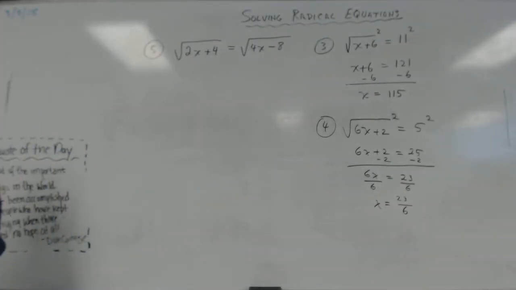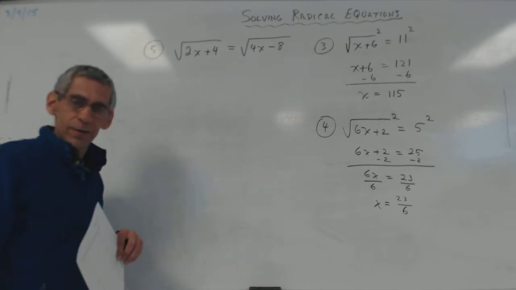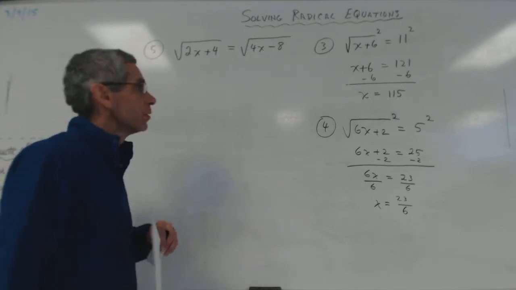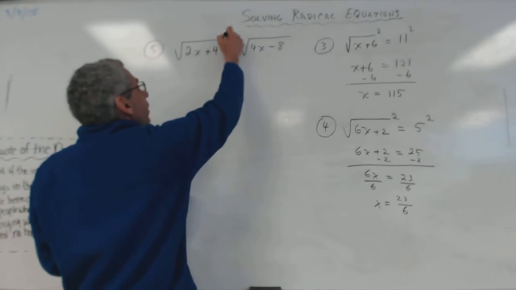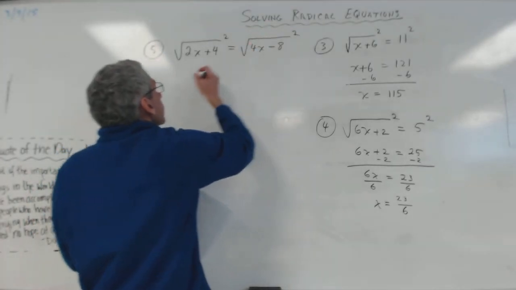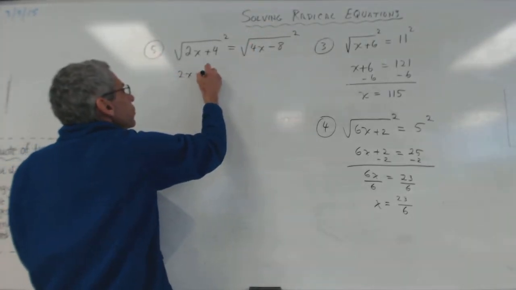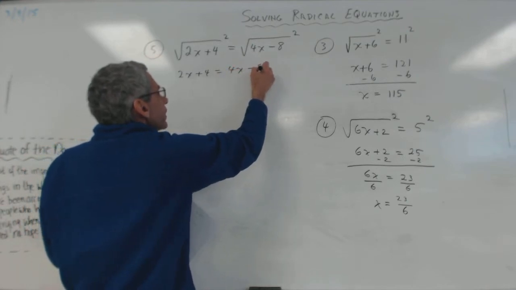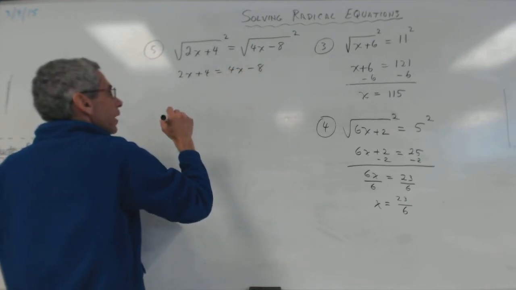You'd still do the same thing. Are you sure? Yeah. Square both sides. Yep. So 2x plus 4 equals 4x minus 8. Suddenly I got plus 8. I need 2x plus 4 is equal to 4x minus 8. So you said I would do what again?